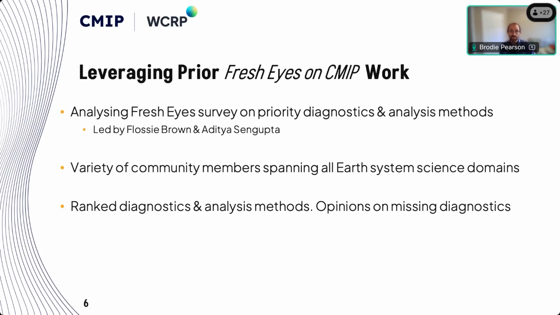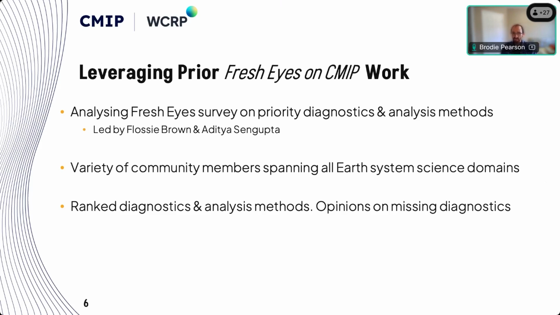And that's informed a lot of what I'm going to talk about in a second, which is the variables, the biases that we're focusing on, which were identified as community priority biases from these surveys. Our project group has a variety of community members spanning all Earth system science domains, and this survey encompassed that group as well. I'm going to talk about those Earth system domains in a second. The survey ranked the diagnostics and analysis methods and gave people an opportunity to point out some missing diagnostics.